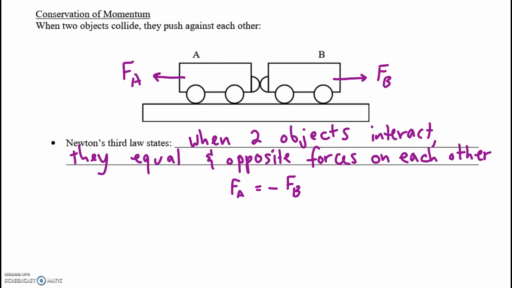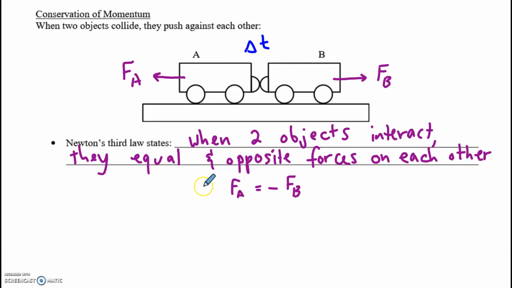So if we take this equation, we can draw a bunch of different conclusions from this one first equation. The two objects interact, and they interact for some amount of time, delta t. As soon as cart A loses contact, right here, as soon as they separate, cart B also loses contact. So they're in contact for the same amount of time, delta t.